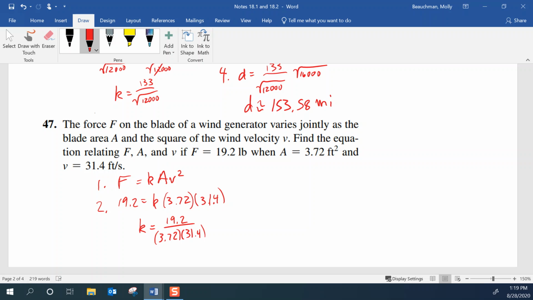And you'll notice I set these up and put it in the calculator last. That's so I don't have any rounding errors. So I want 19.2 divided by, and then I'm going to put parentheses, 3.72 times 31.4. So I get approximately 0.164 if I go 3 places. Okay, so it said find the equation relating F, A, and V. So now my equation is going to be F equals about 0.164 A V squared. I had to find the constant of proportionality to be able to have the final equation.